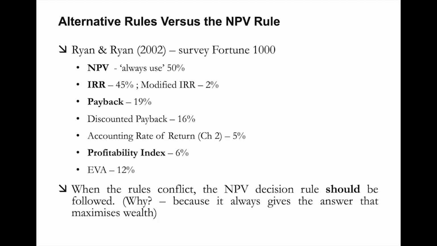Suppose you decide to use more than one rule for the same project. What if the rules conflict? That is, what happens if one rule tells you to accept the project and another rule tells you to reject? What rule should you follow? Well, it's quite simple. Because the NPV rule gives the answer that maximizes the most wealth in terms of dollars, we should always follow the NPV rule when the rules are conflicting.